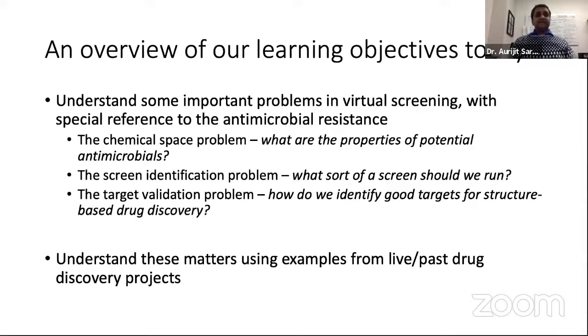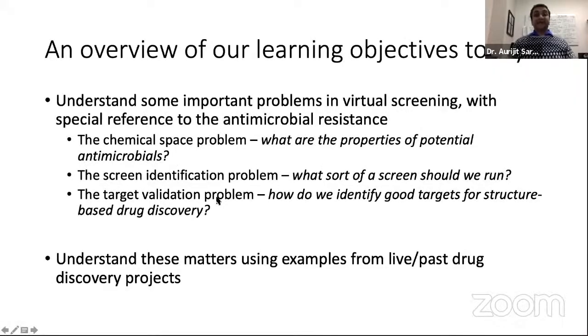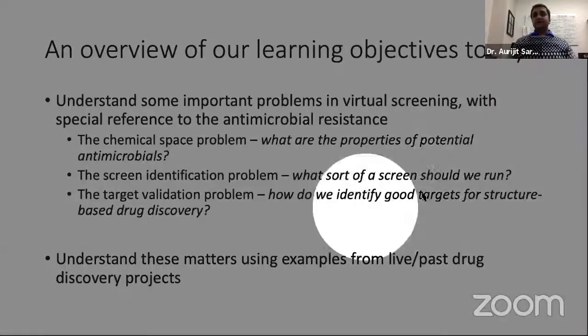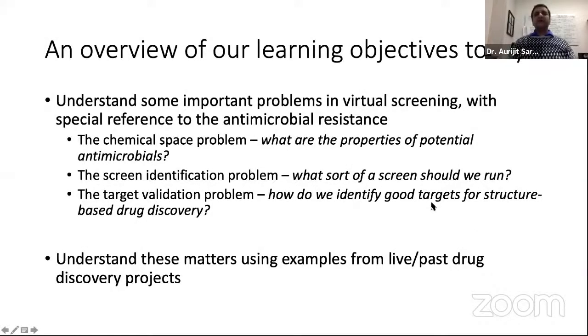Then there's the target validation problem. Do you really want to run a screen against virtually any target that you come across? Probably not, which means there must be some distinction between the good targets that you should be working on and other targets which you may want to avoid. How exactly do you identify these targets for a virtual screen? So as you can see, we're talking about more than just docking and scoring. We're going to talk about a lot of different things and creative ways in which you can approach a screening problem.